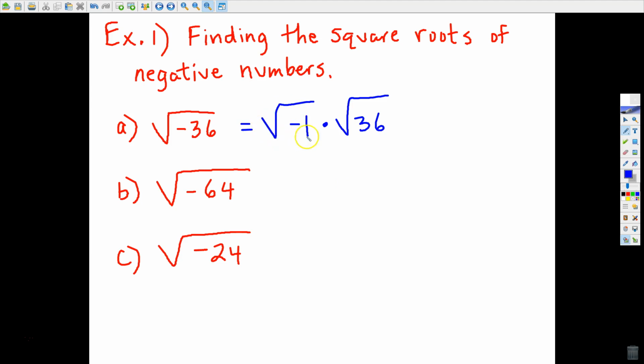Because on the previous slide and in your notes, I told you that the square root of negative 1 literally is i. And we know what the square root of 36 is. So I put this together, and my final answer for letter A is going to be 6i.